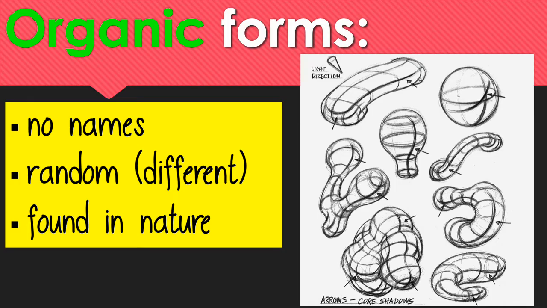We also have organic forms. So again, they don't really have a name, they're more random, and sometimes they're found in nature. So you can see by this drawing that they still look to be in 3 dimensions, but you can't really describe them or measure them.